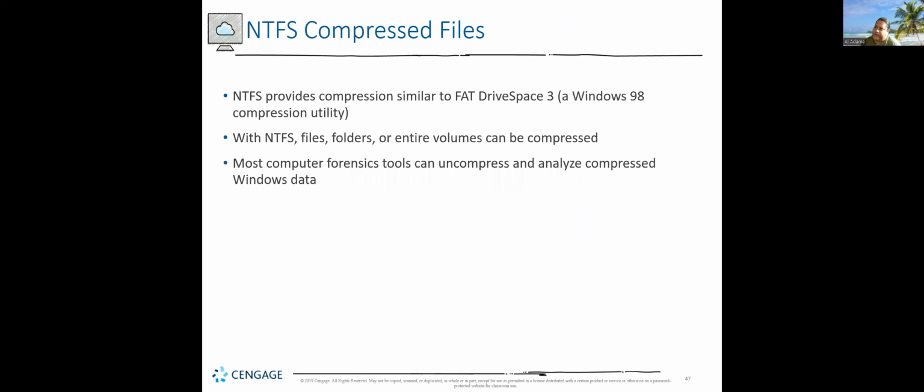So NTFS provides compression similar to FAT DriveSpace 3, a Windows 98 compression utility. That's ancient now in today's speak. With NTFS, files, folders, or entire volumes can be compressed, so it makes things compact. Most computer forensic tools can uncompress, analyze, and compress Windows data. So keep that in mind.